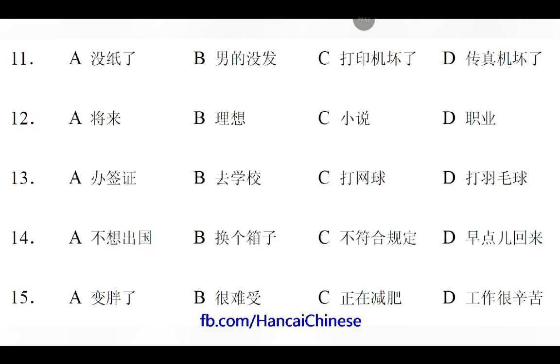This one, 打网球. Okay, don't spend so much time. Within a few seconds, you just select which one is the correct answer, then go for the next question.